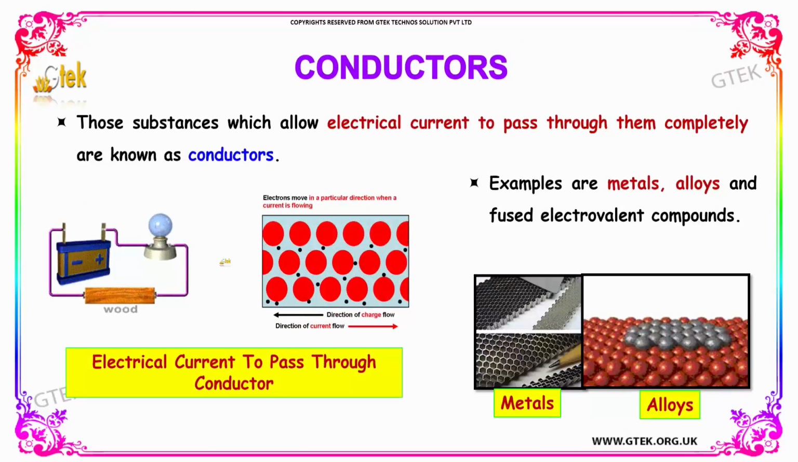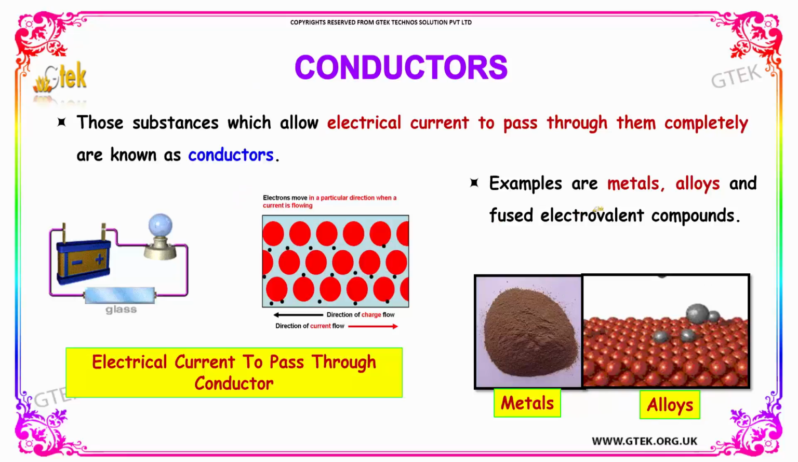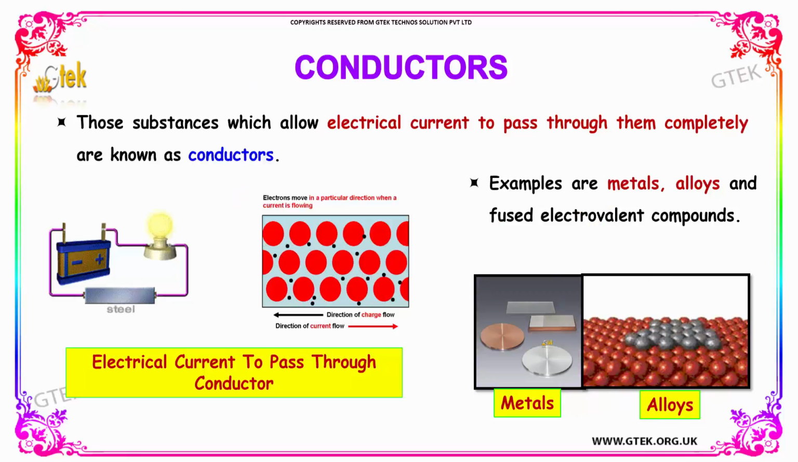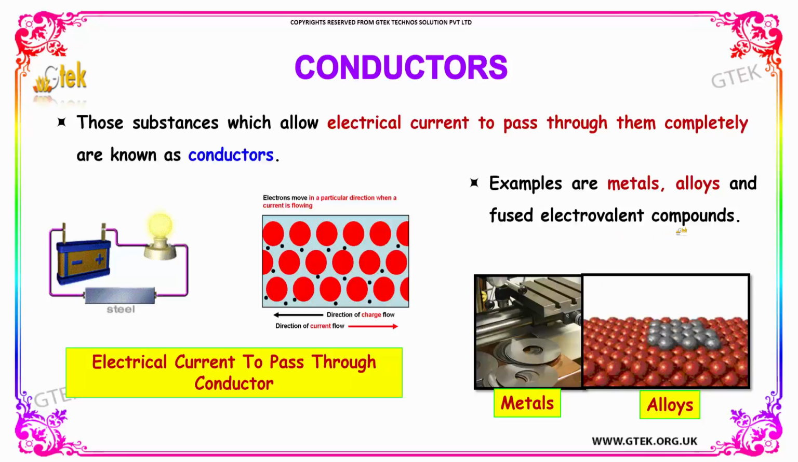Those substances which allow electrical current to pass through them completely are called conductors. The typical examples are metals, alloys, and fused electrovalent compounds.